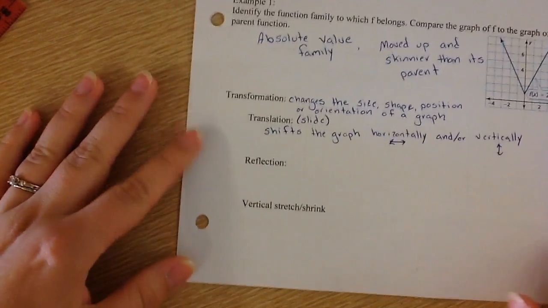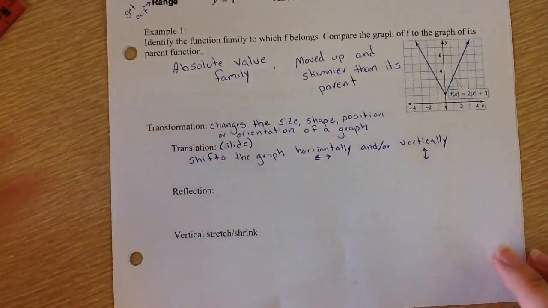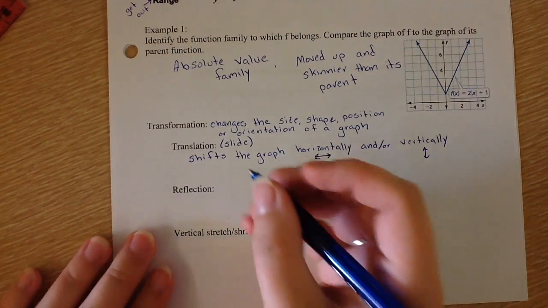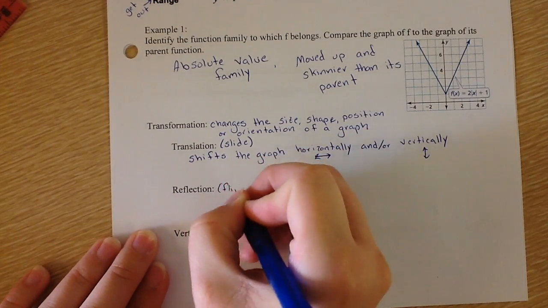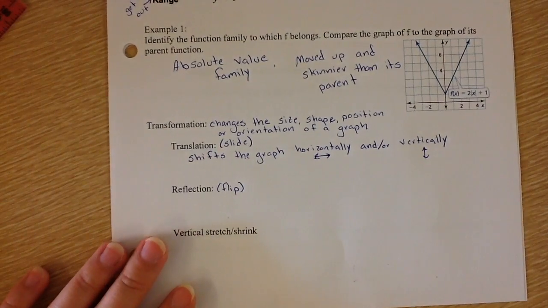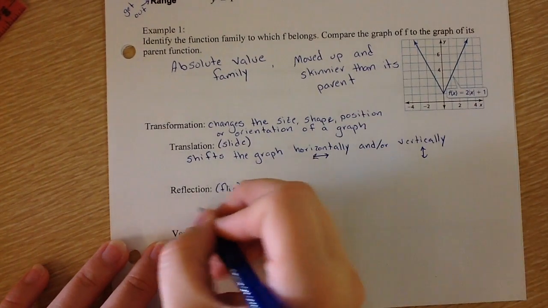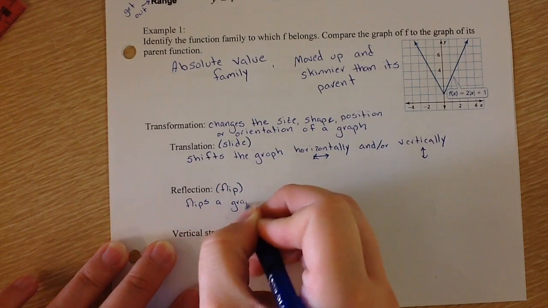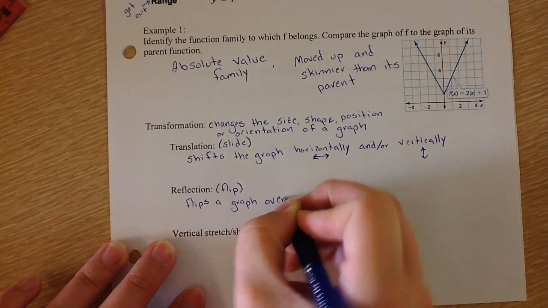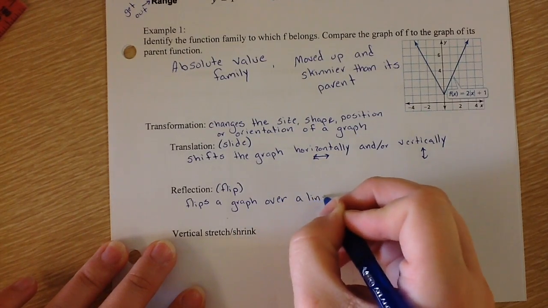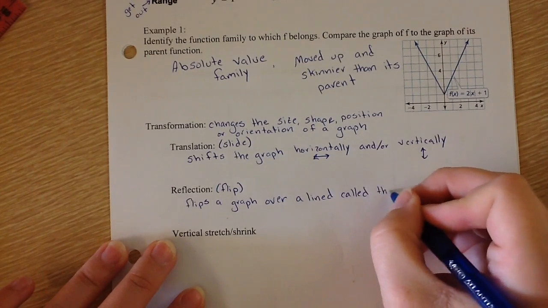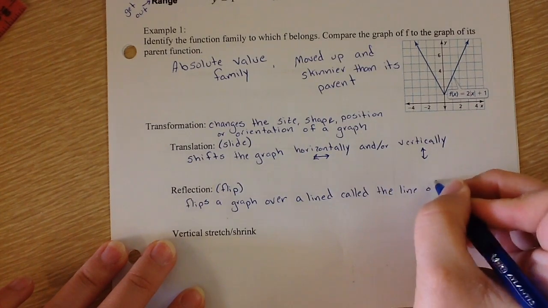So let's go back and talk about the other type of transformations. The next type of transformation is a reflection. A reflection, or a flip, as it's called, flips a graph over a line. And this line is called the line of reflection.